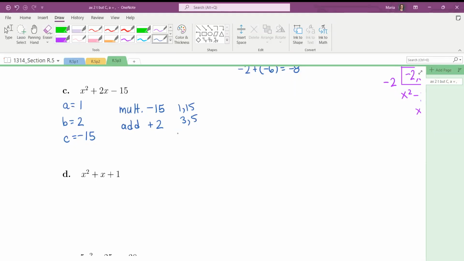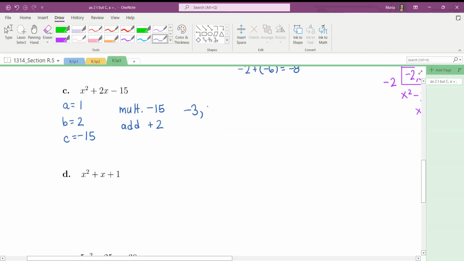If you do 1 plus 15, you're going to get 16. If you do 3 plus 5, you're going to get 8. But you can make this work if you start bringing in negative signs. If I focus on this pair, the 3 and the 5, if I do a negative 3 and a positive 5, it's going to work. Because negative 3 times positive 5 is negative 15, and negative 3 plus 5 gives you positive 2. So those are my numbers.